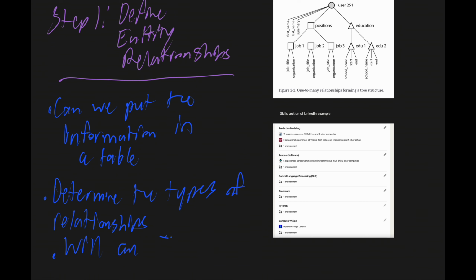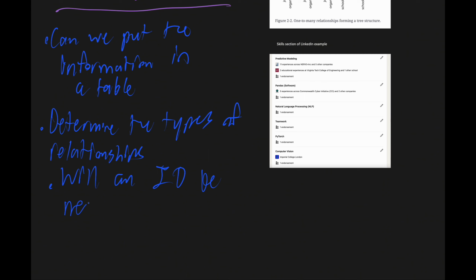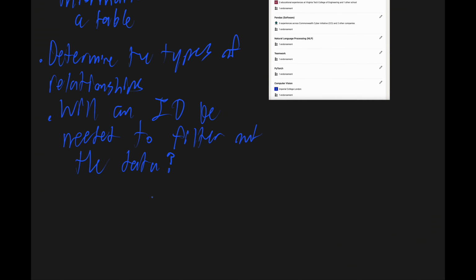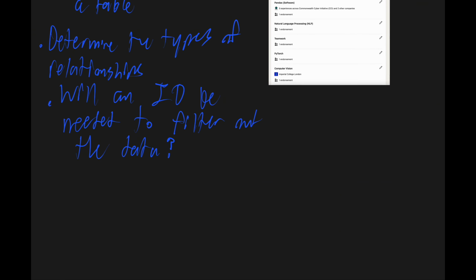Will an ID be needed to filter out the data? These are the three questions that we just need to ask ourselves. And then we obviously need to do the next part, which is implement the relationship.